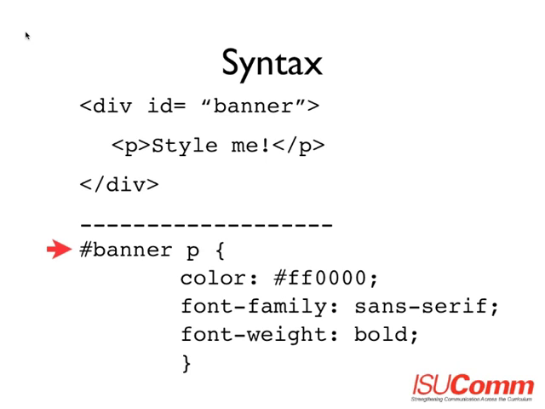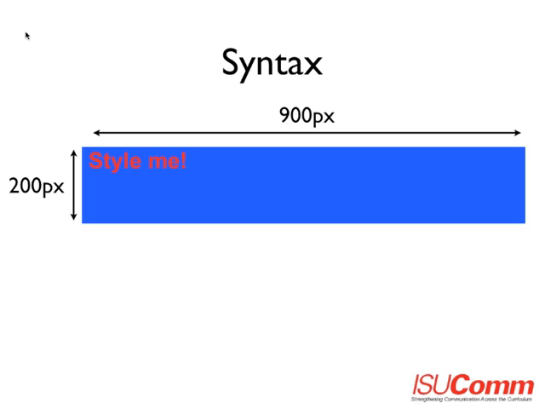I want you to give the paragraph text the color of red, which is the hexadecimal color for red. We want it to have the font family, just a sans serif, and we want it to be bold. Okay. So inside the banner that we already styled in the last slide, we're adding this information also. So we're saying inside this giant blue banner, we're going to add a paragraph tag that's red, sans serif, and bold.